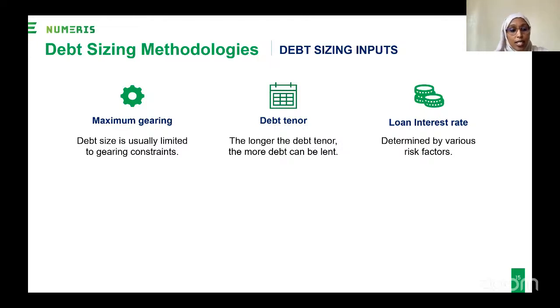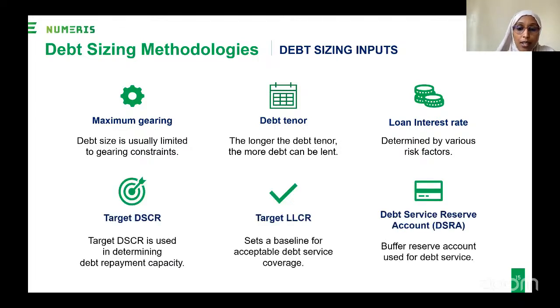So we'll revisit this in more detail and look at the loan life and the project life coverage ratios as well. The loan interest rate, this is an obvious factor. It's determined by various factors such as the market rates, the loan duration, and other project and counterparty risks related. So the other key input, the target DSCR.